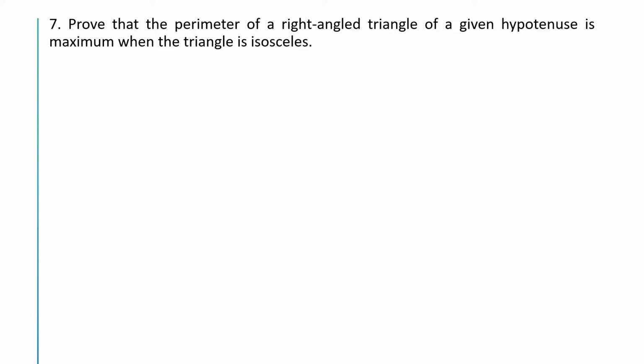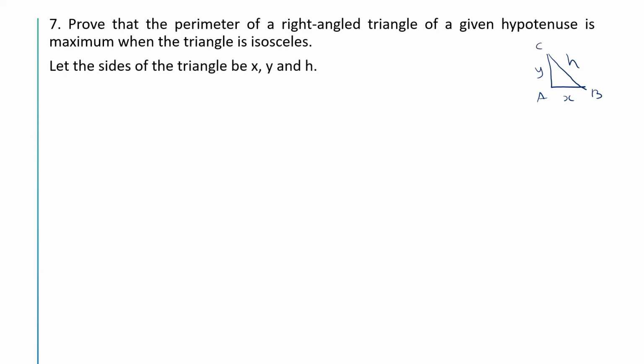So if we consider a right angle triangle, here this is the hypotenuse and here we have the two sides x and y. So let the sides of the triangle be x, y and h. We know that the square of the hypotenuse is equal to the sum of the squares of x and y. So h square is equal to x square plus y square using Pythagoras theorem. So from this we get y is equal to root of h square minus x square.